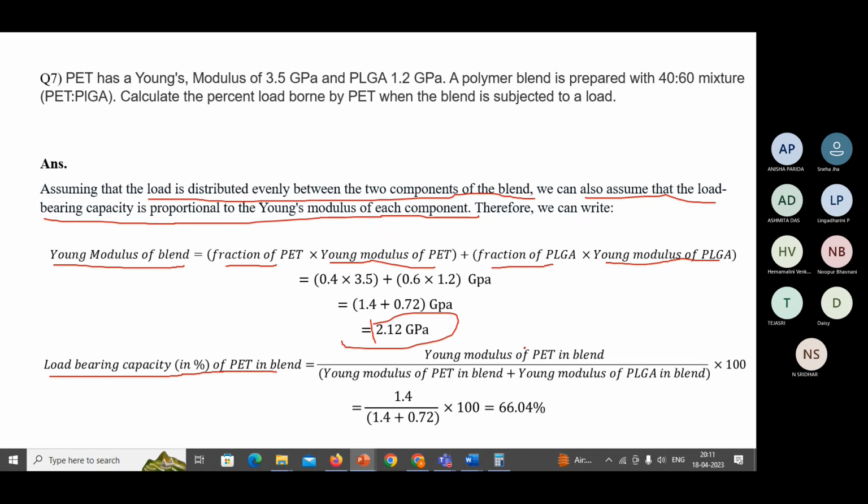The formula is the Young modulus of PET in the blend divided by the Young modulus of PET in the blend plus the Young modulus of PLGA in the blend, times 100. So can anyone tell me what the Young modulus of PET in the blend is and how you can calculate that?